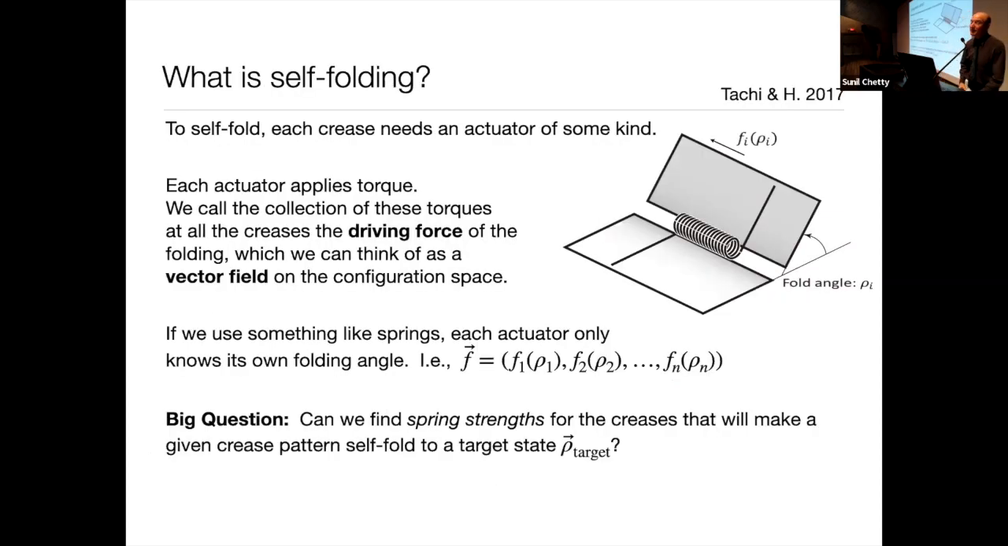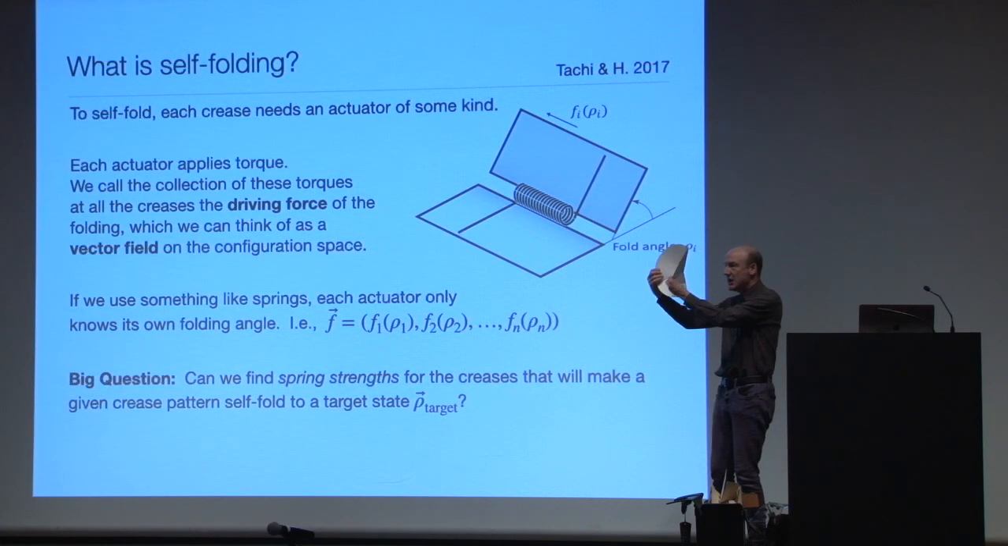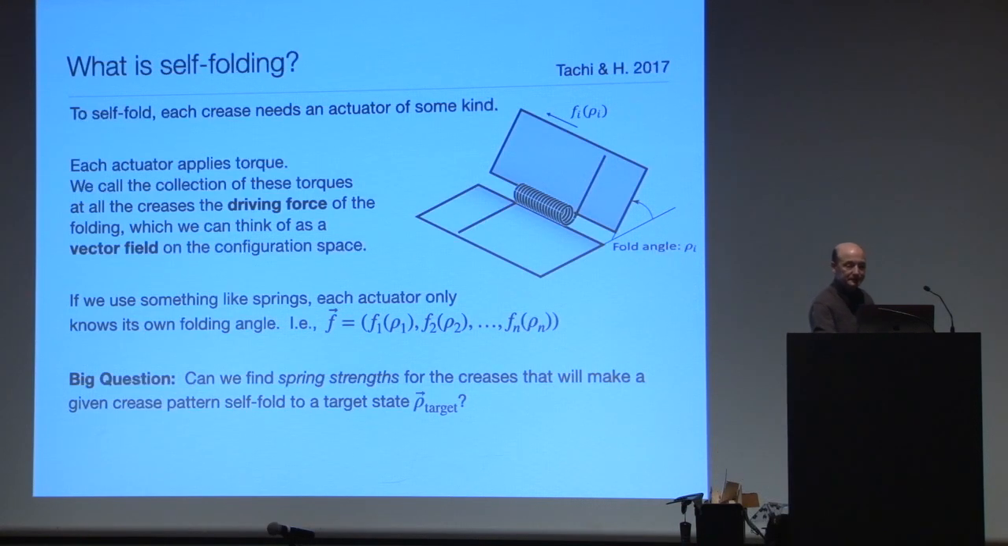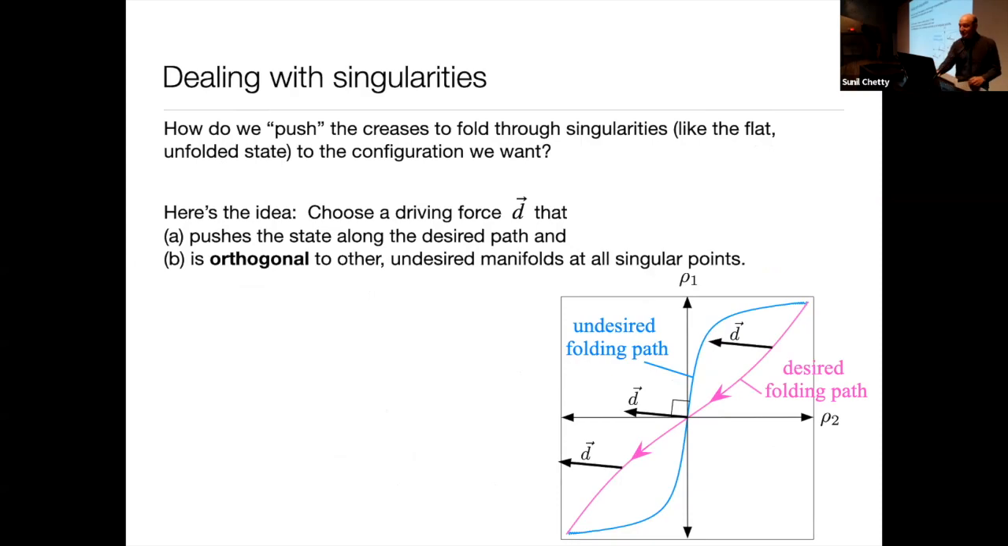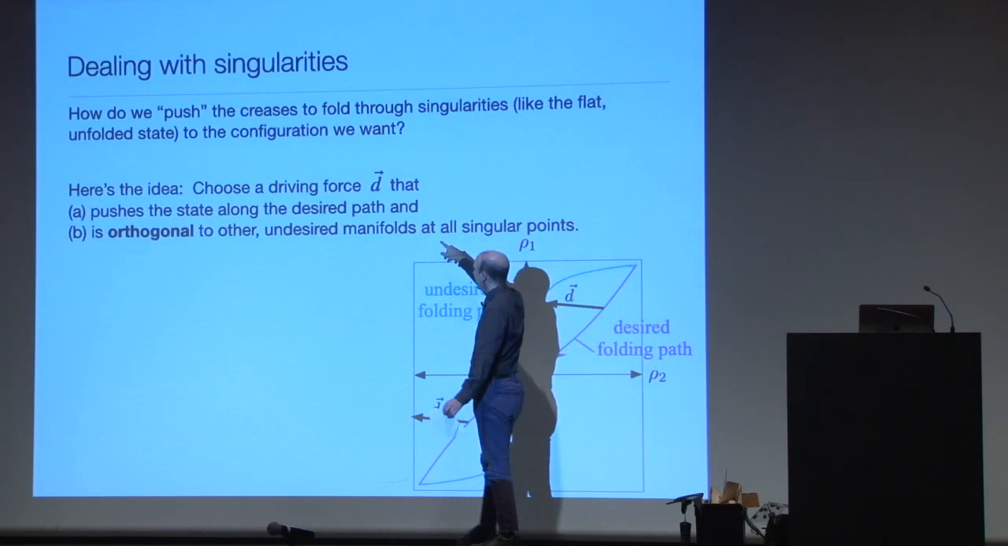So the big question is, can we find spring strengths for the creases that will get us to some target state that the engineers want this to fold to, like maybe right here, or maybe all the way folded flat? Who knows? That's the big question. How do we do that? And in particular, how do we avoid singularities? So that's what this slide is. If we want to figure out what springs are going to push us in the right direction and get us to the state we want, well, this is simplifying things a little bit again, but we want 2 basic things.